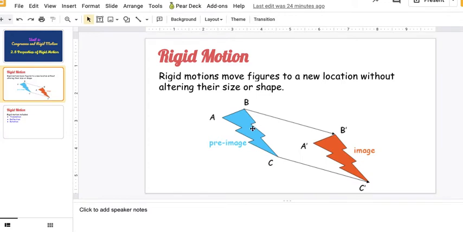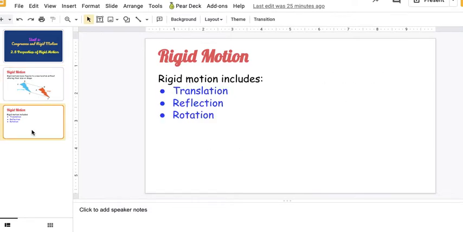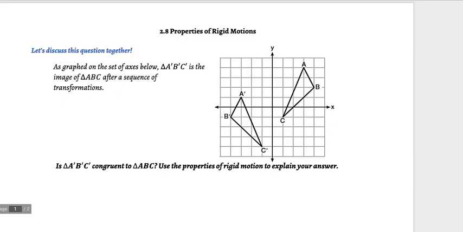For example, here ABC is translated, sliding to A prime, B prime, C prime. We already discussed three types of rigid motion, which are translation, reflection, and rotation. The common feature of all three types of transformation is they do not change the size or the shape of the figures. That's why we call it rigid motion. The keyword here, rigid, means keep everything the same. So let's check the example we are going to discuss today.